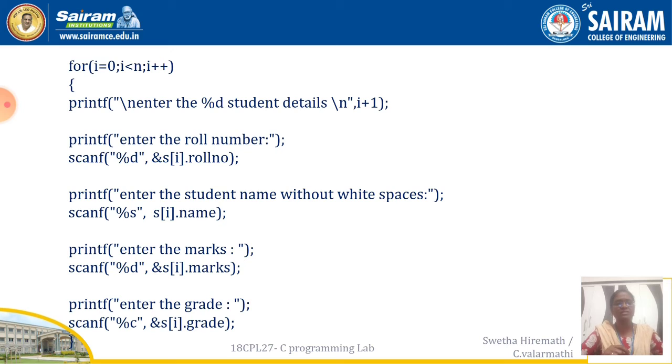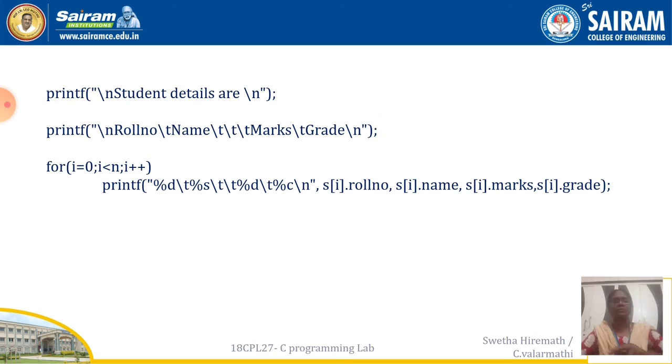That means s of 0 dot roll number denotes the first student's roll number, and s of 0 dot name denotes the first student's name. Likewise it will go on reading till the value n is reached. In this way we get the input values using these pairs of printf and scanf statements. Right, this is the next part. Now we have got these inputs. Our next part is to display the inputs in a tabular column.